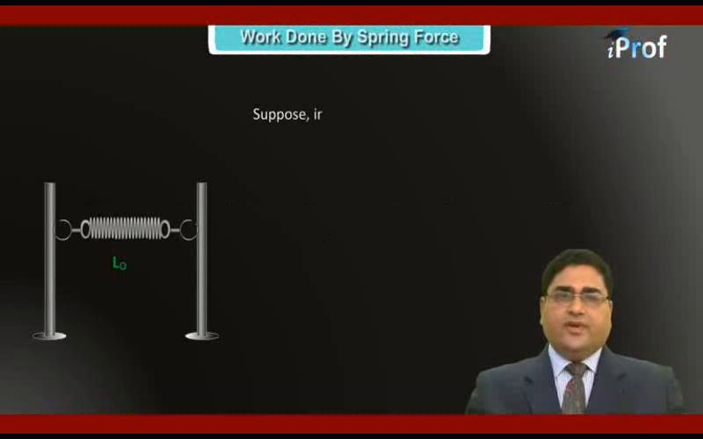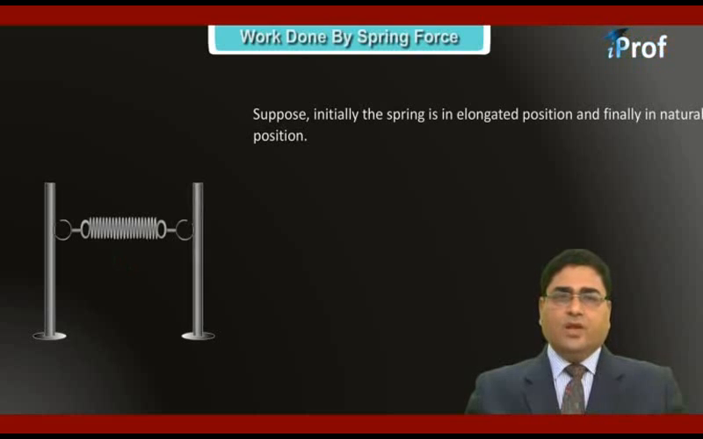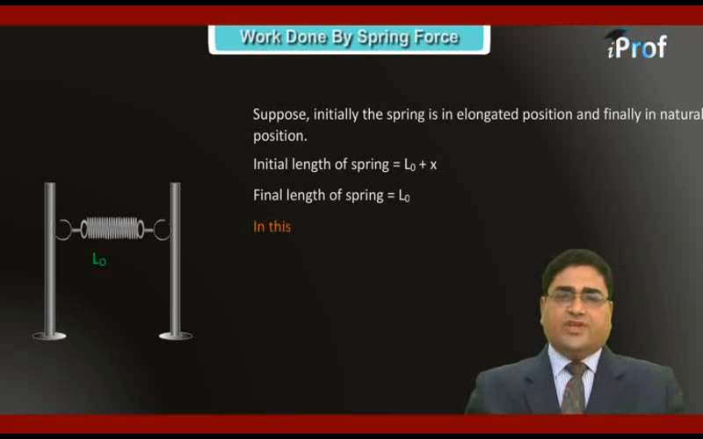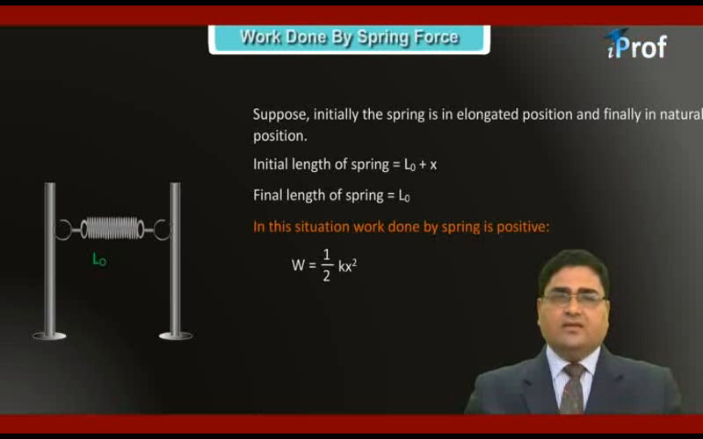Now suppose initially spring is in elongated position and finally in natural position. Suppose initial length of the spring is L0 plus x and final length is L0. In this situation, work done by spring equal to positive half kx square, and work done by agent in this situation equal to minus half kx square.